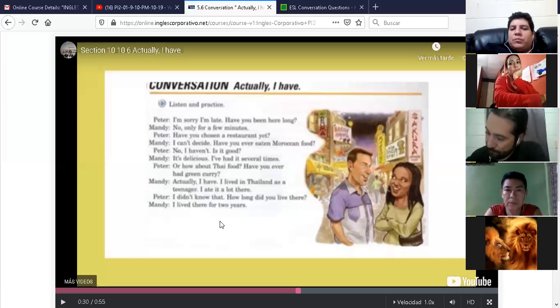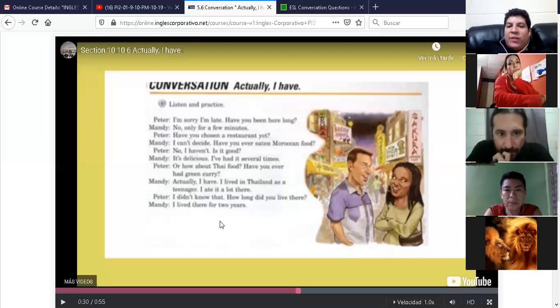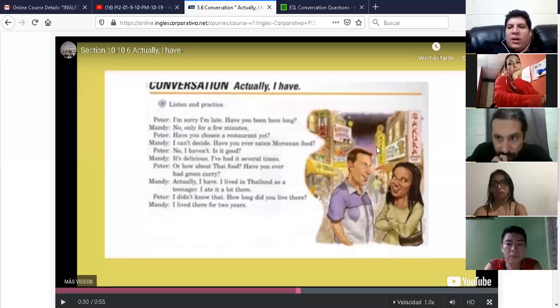So, pretty much we use present perfect, guys, to talk about a situation that happened in the past or started in the past, and it may or may not continue in the present. Okay? So, pretty much experience is non-defined. And pay attention to this. How long did you live there? I lived there for 2 years.